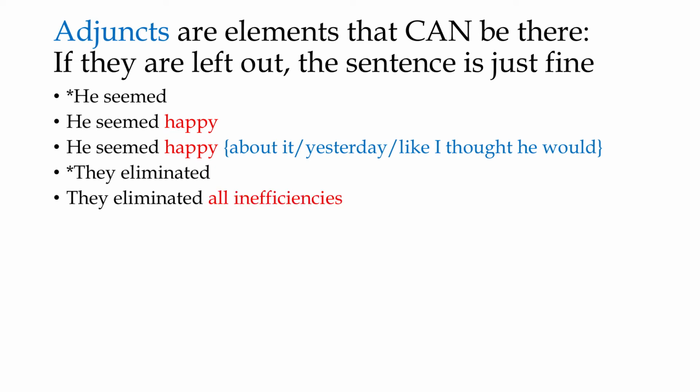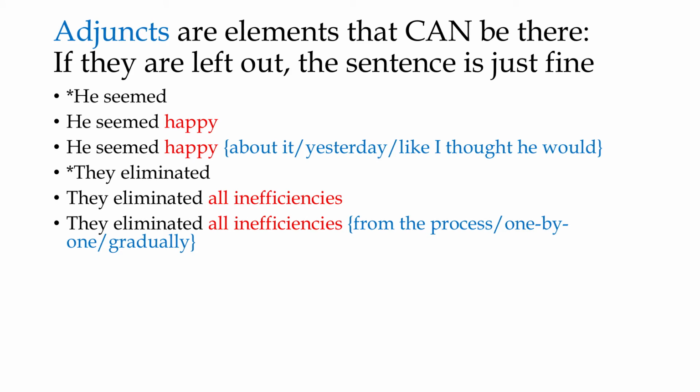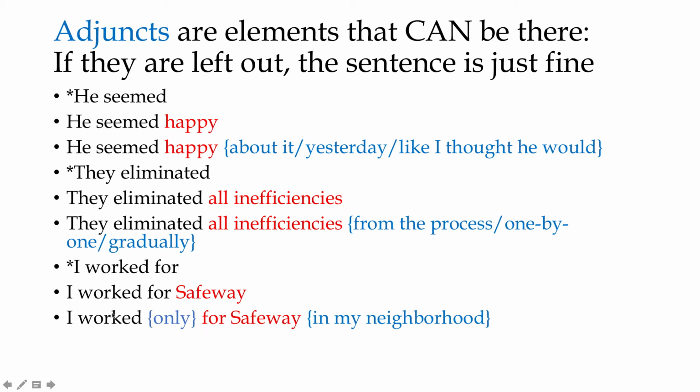They eliminated all inefficiencies. They eliminated all inefficiencies from the process, one by one, gradually. So this is optional information that can be there. It doesn't have to be there. These are optional modifiers for how all of these inefficiencies were eliminated. I worked for Safeway. I could say I worked only for Safeway. I worked for Safeway in my neighborhood. So these things are optionally modifying this whole notion of for Safeway. Only for Safeway, not for something else. For Safeway in my neighborhood and not another one.